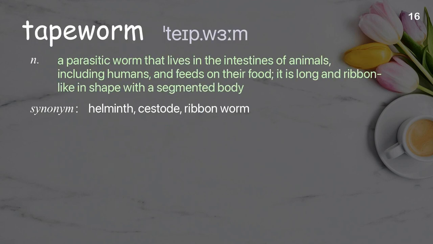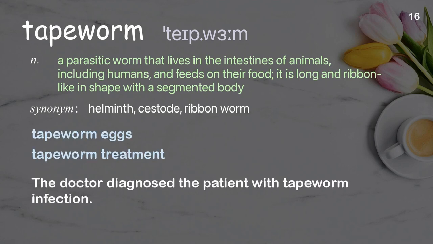Tapeworm: a parasitic worm that lives in the intestines of animals, including humans, and feeds on their food. It is long and ribbon-like in shape with a segmented body. Examples: tapeworm eggs, tapeworm treatment. The doctor diagnosed the patient with tapeworm infection.